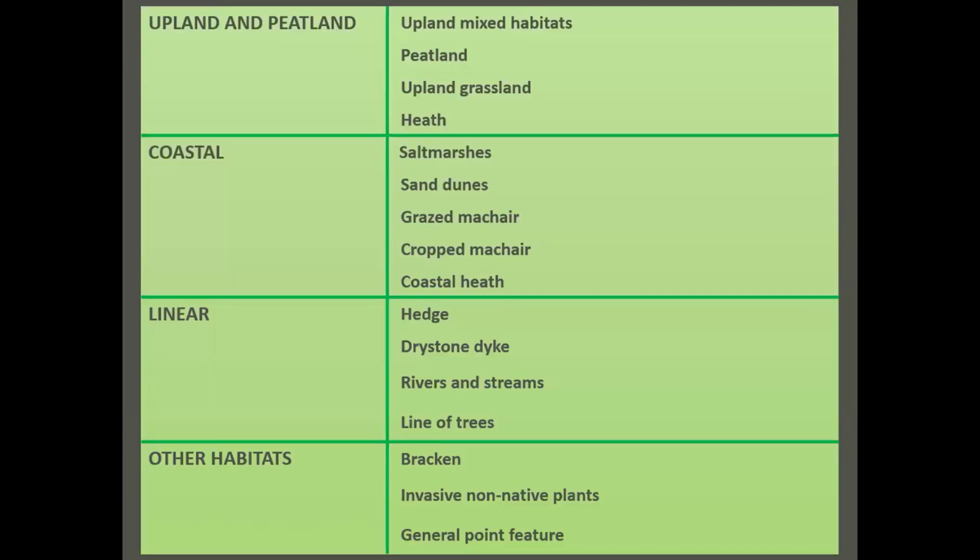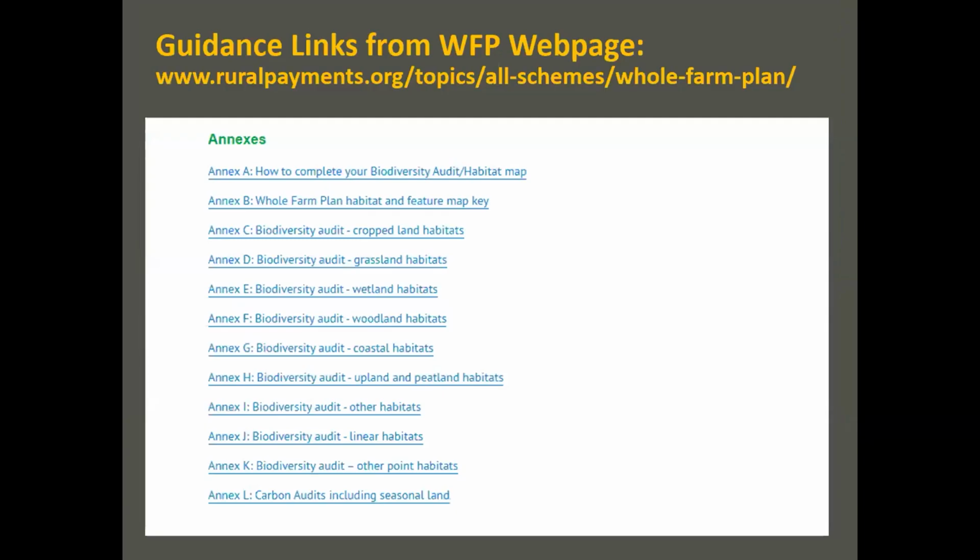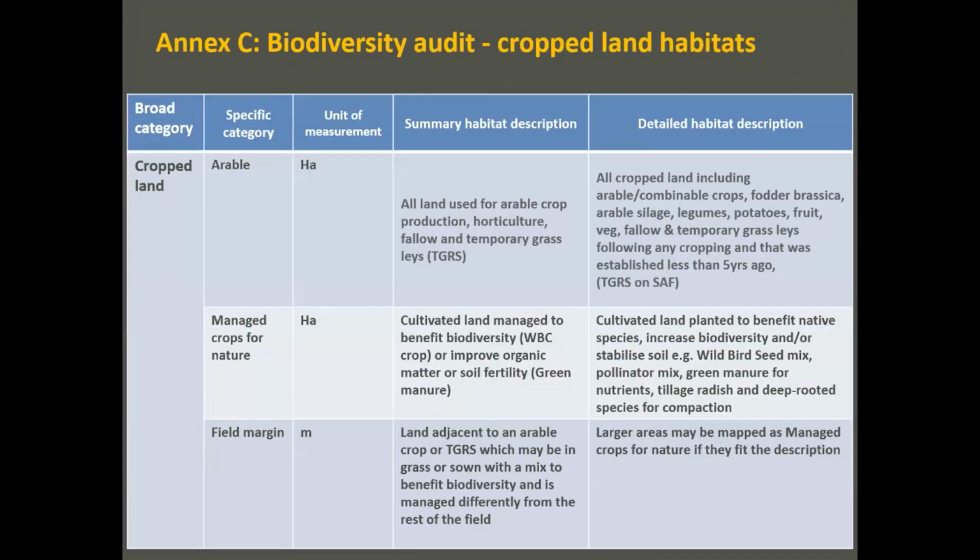So for all of those different habitat types, there's detailed guidance. So Neil showed you quickly, but basically this is where you find it on these annexes, and if you click on each of these individual annexes, that will go into the detailed guidance. So I've just given one example, which is for the cropland. So you'll see this sort of basic habitat description, and then we go into a bit more detail.